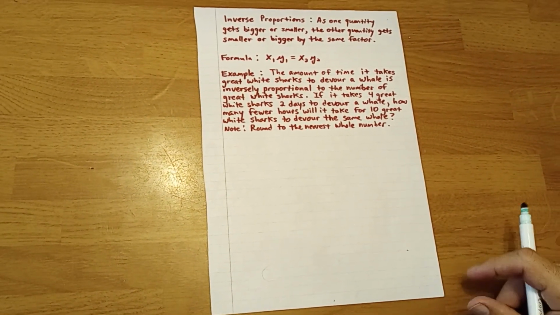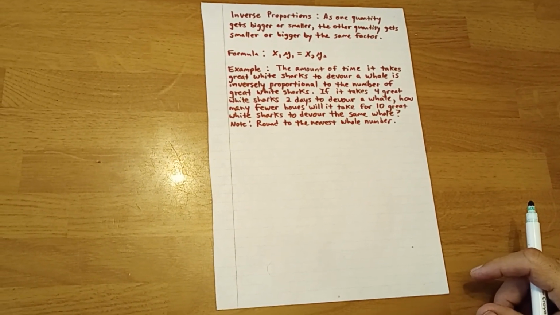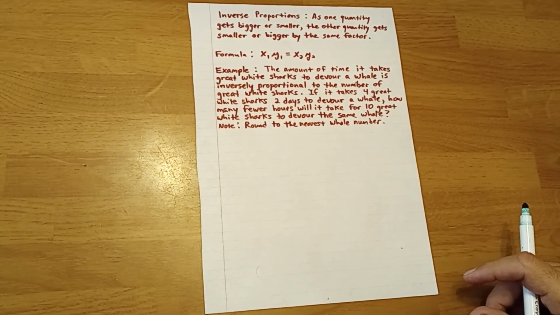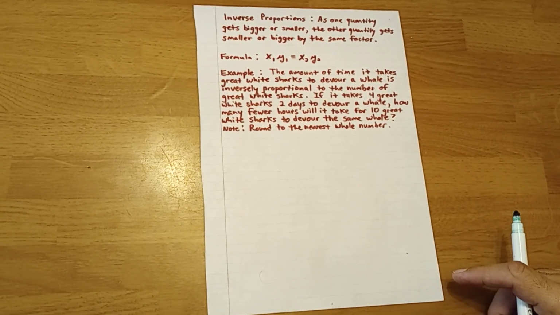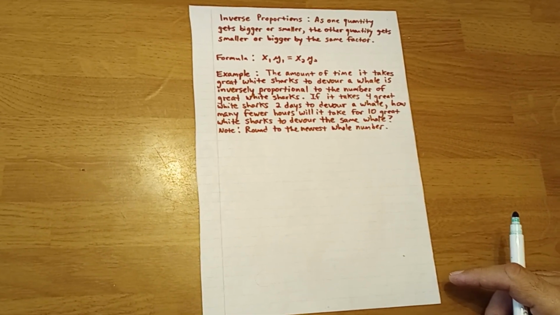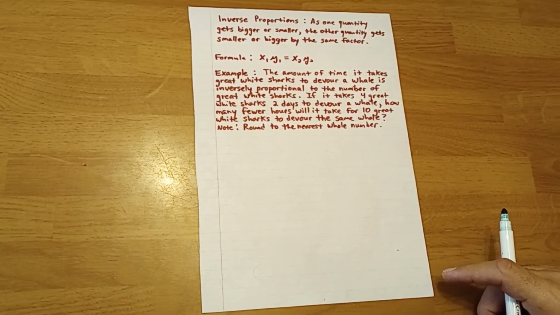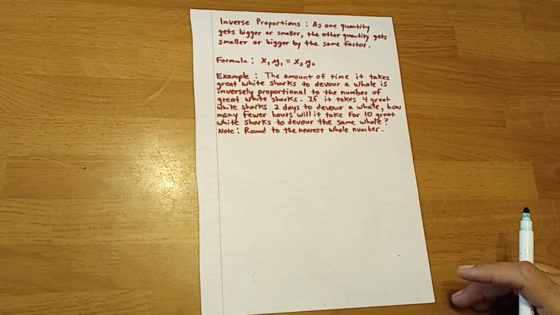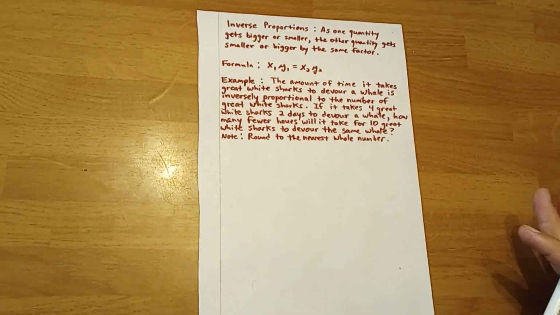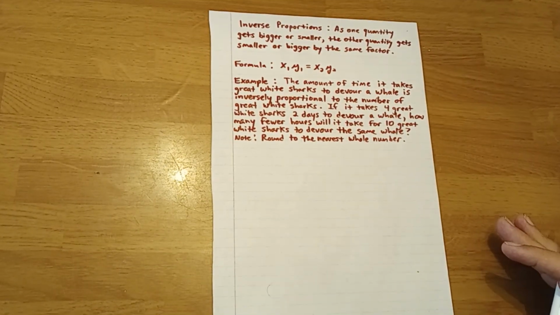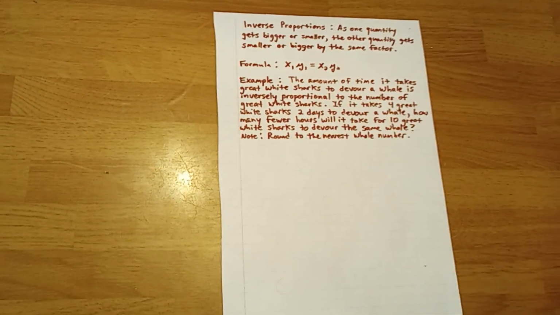Okay, so the problem says that the amount of time it takes great white sharks to devour a whale is inversely proportional to the number of great white sharks. If it takes 4 great white sharks 2 days to devour a whale, how many fewer hours will it take for 10 great white sharks to devour the same whale? And they say to round to the nearest whole number. Okay, so let's think about this problem. If there are more great white sharks, it will take less time to devour the whale, okay?